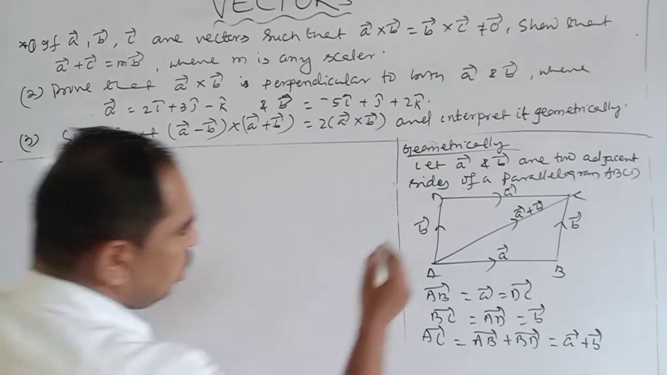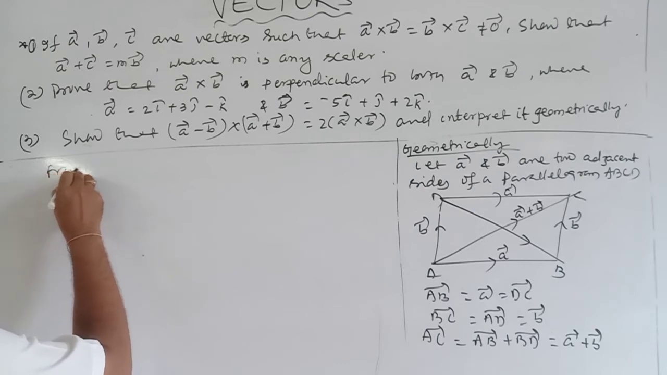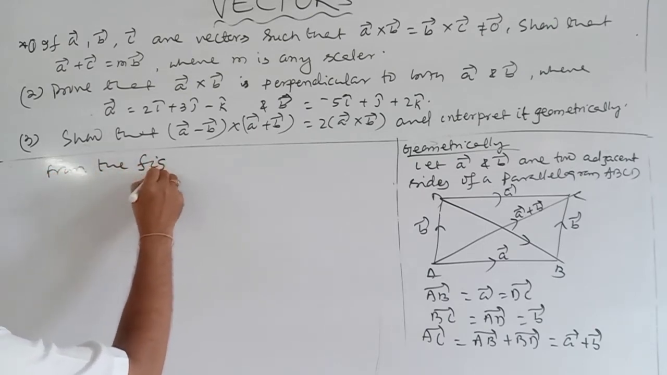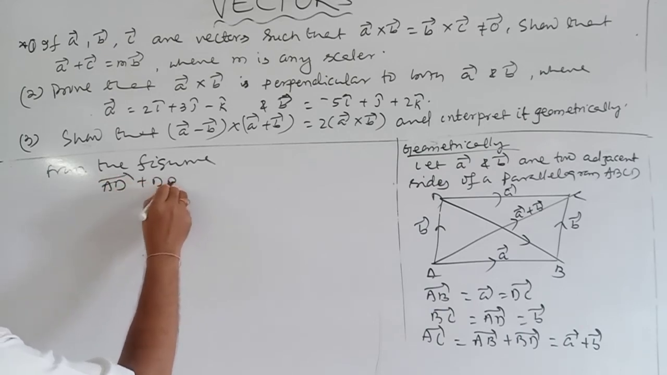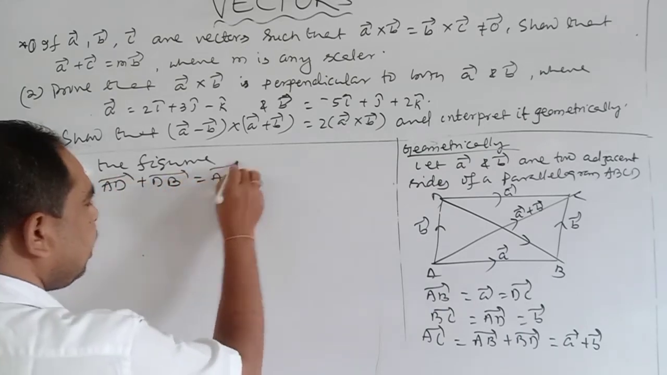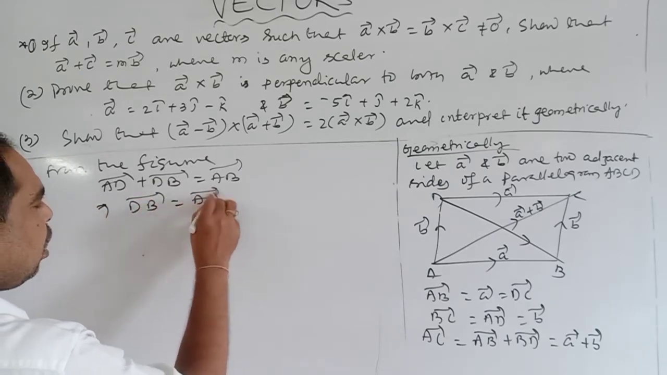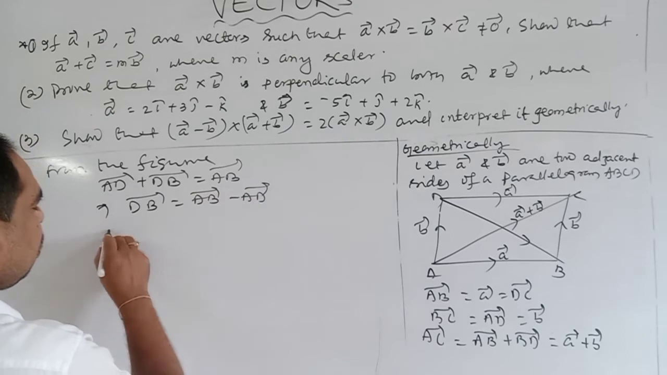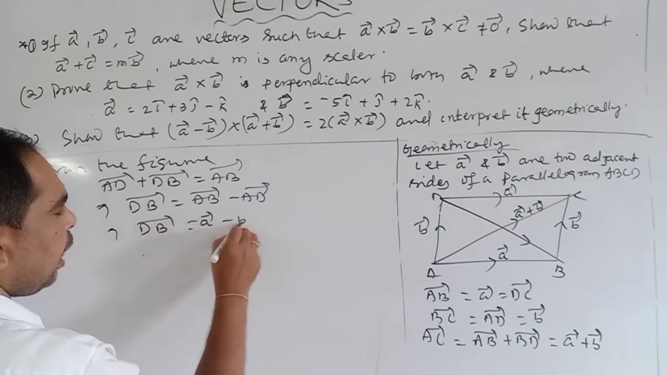Now join D to B. So from the figure, AD plus DB is equal to AB, resultant AB. So DB vector is equal to AB vector minus AD vector. So this implies DB vector is equal to a vector minus b vector.